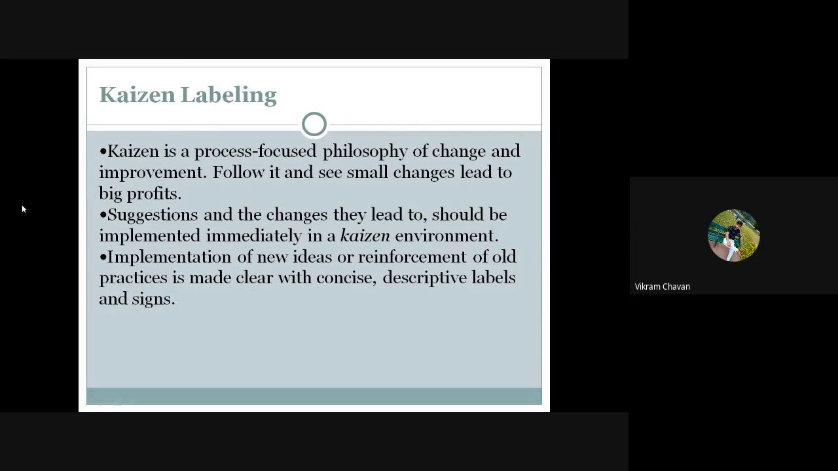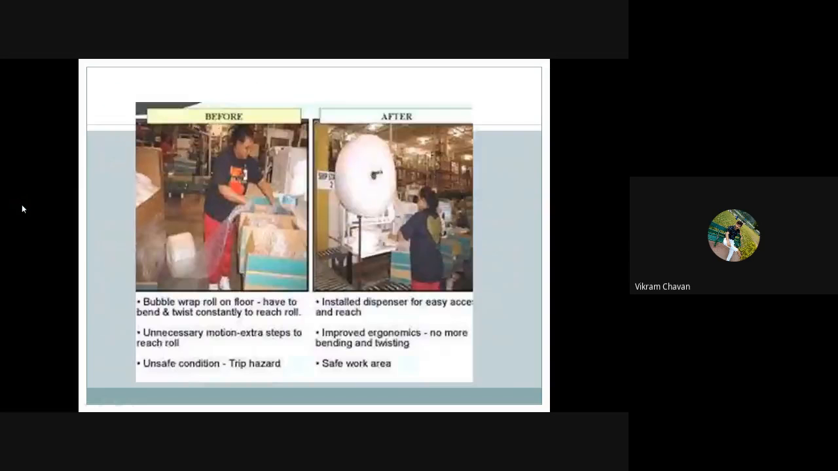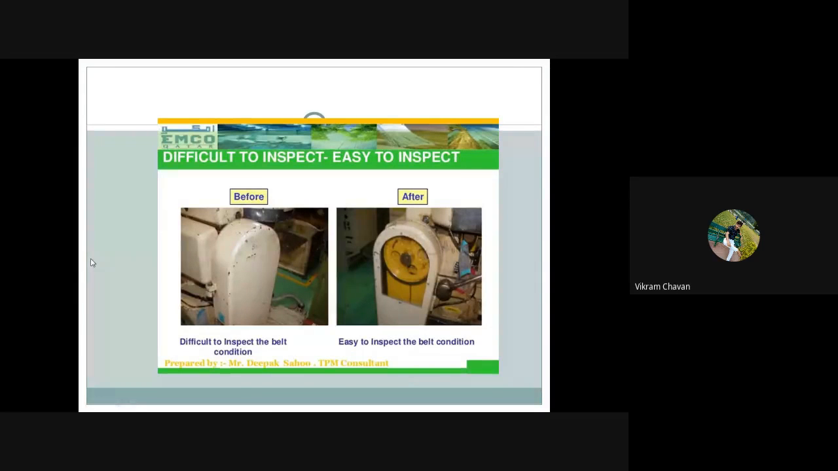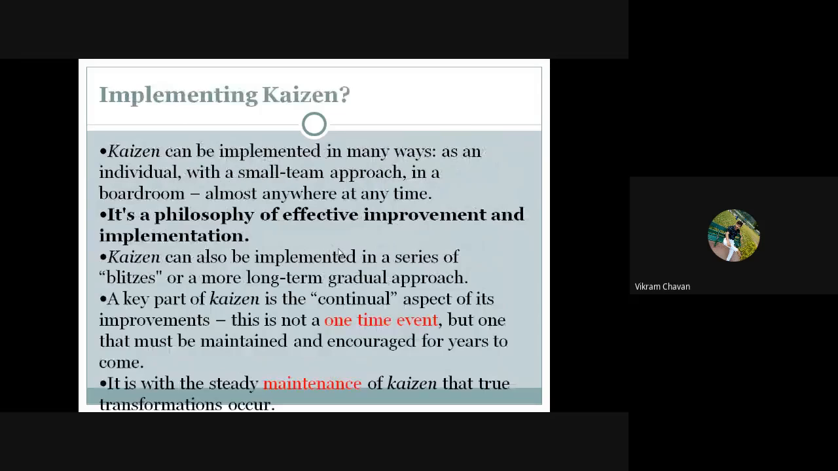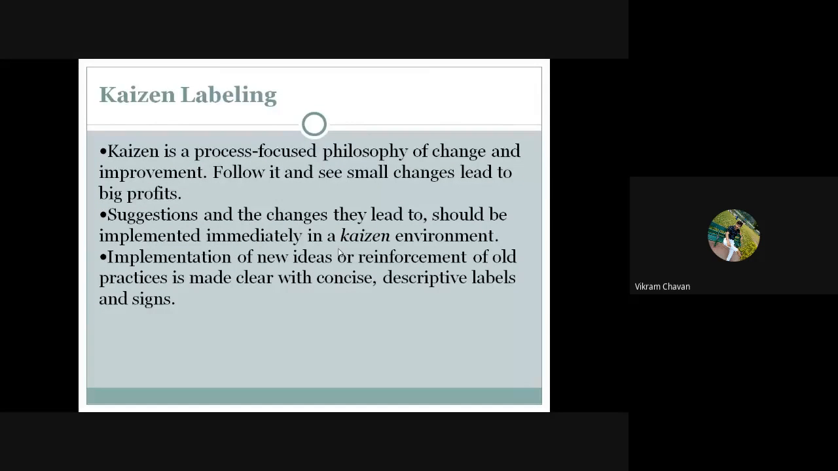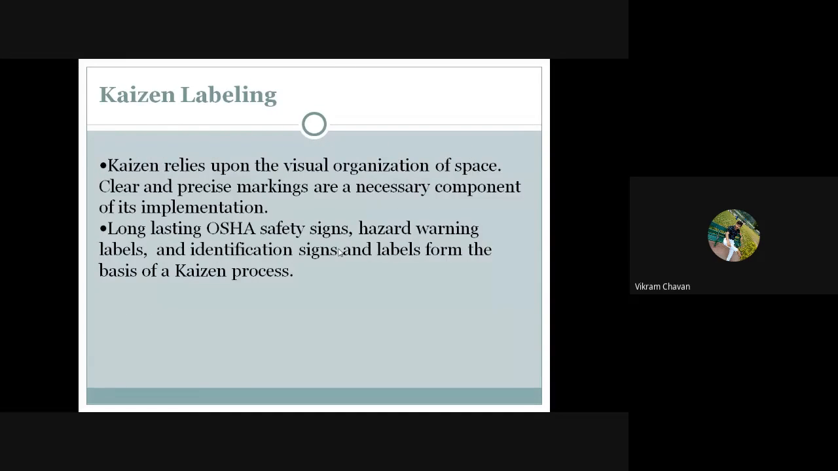Labeling in the manner of when we have implemented it and for what purpose we have implemented it, and same as we have discussed here, before and after in this case also, and for what purpose we have done this particular kaizen, so it is easy to inspect the build condition. So that labeling should be provided, and labeling is also an important part.